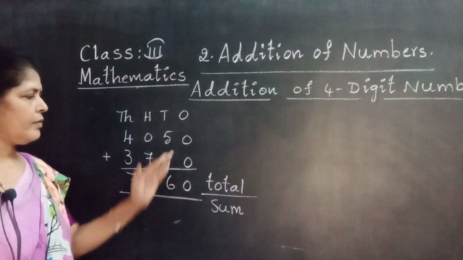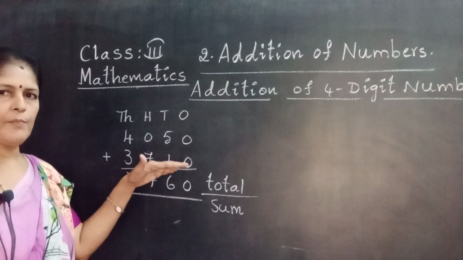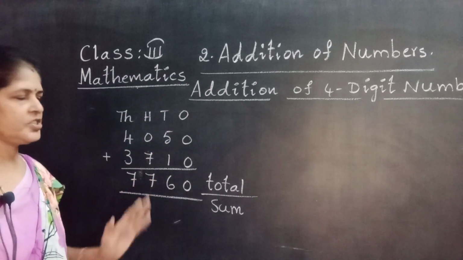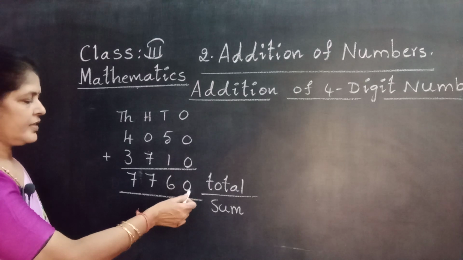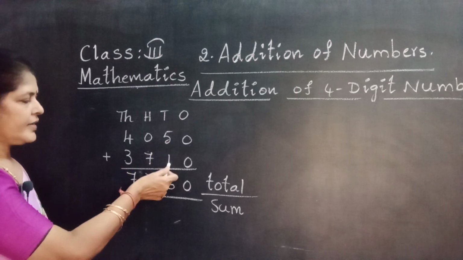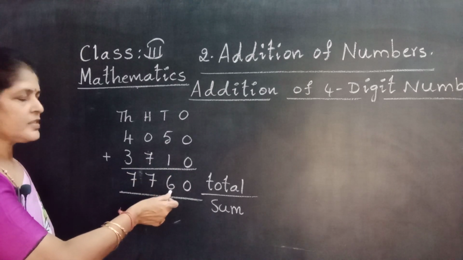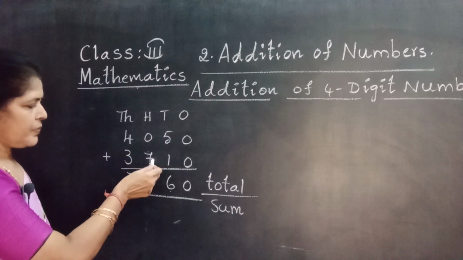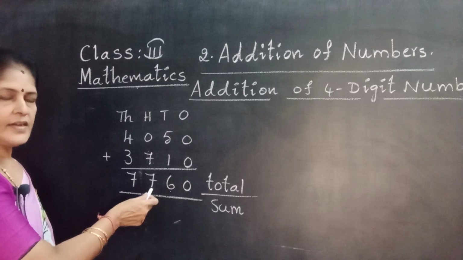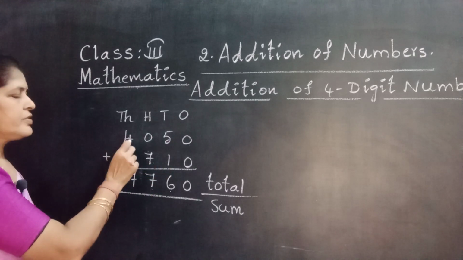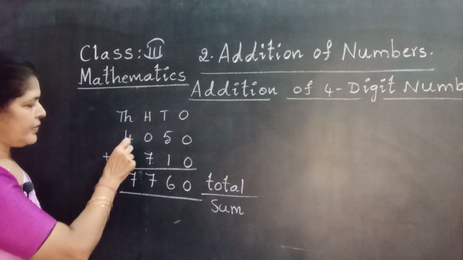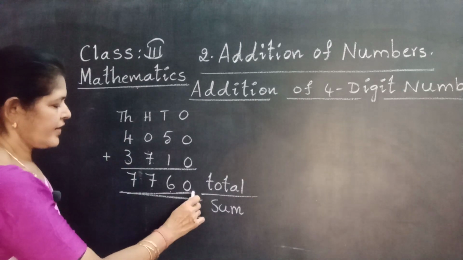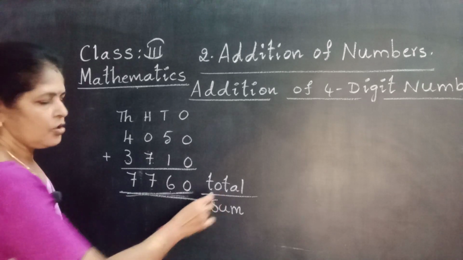We get the total by adding the given numbers. Those are 2 or 3, 2 lines addition or 3 lines addition. First add ones and write in the ones place. Next add tens place numbers and write in the tens place. Next add hundreds place numbers and write in the hundreds place. Then add thousands place numbers and write in the thousands place. What is the answer? The answer is called total.